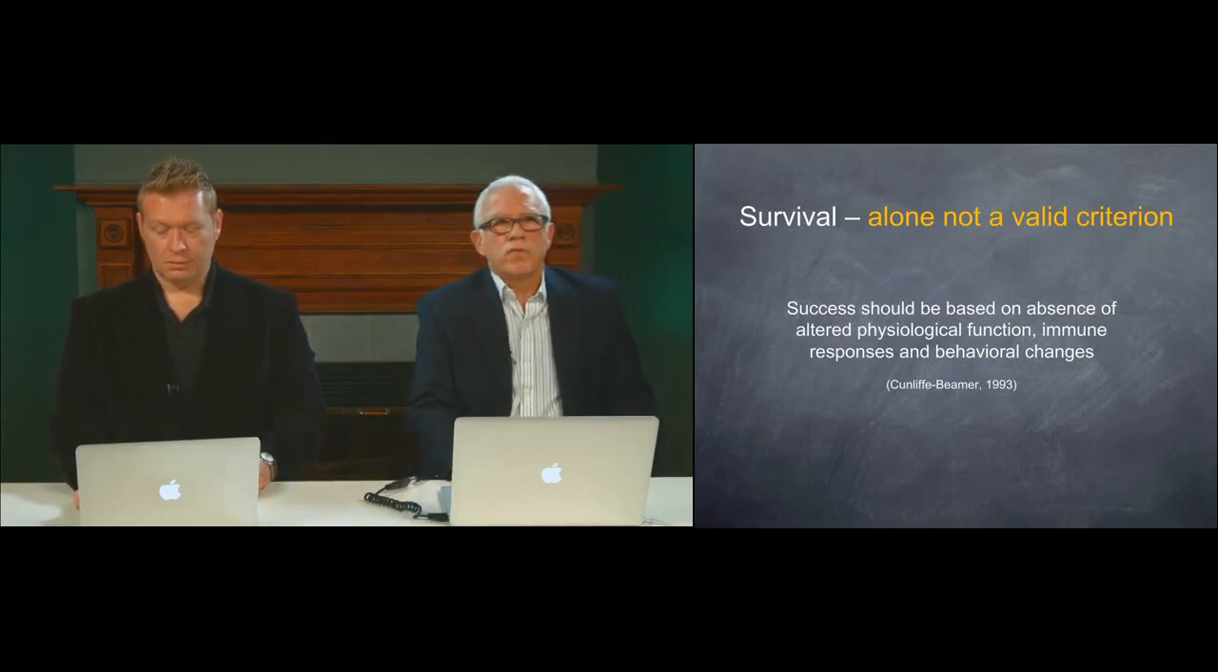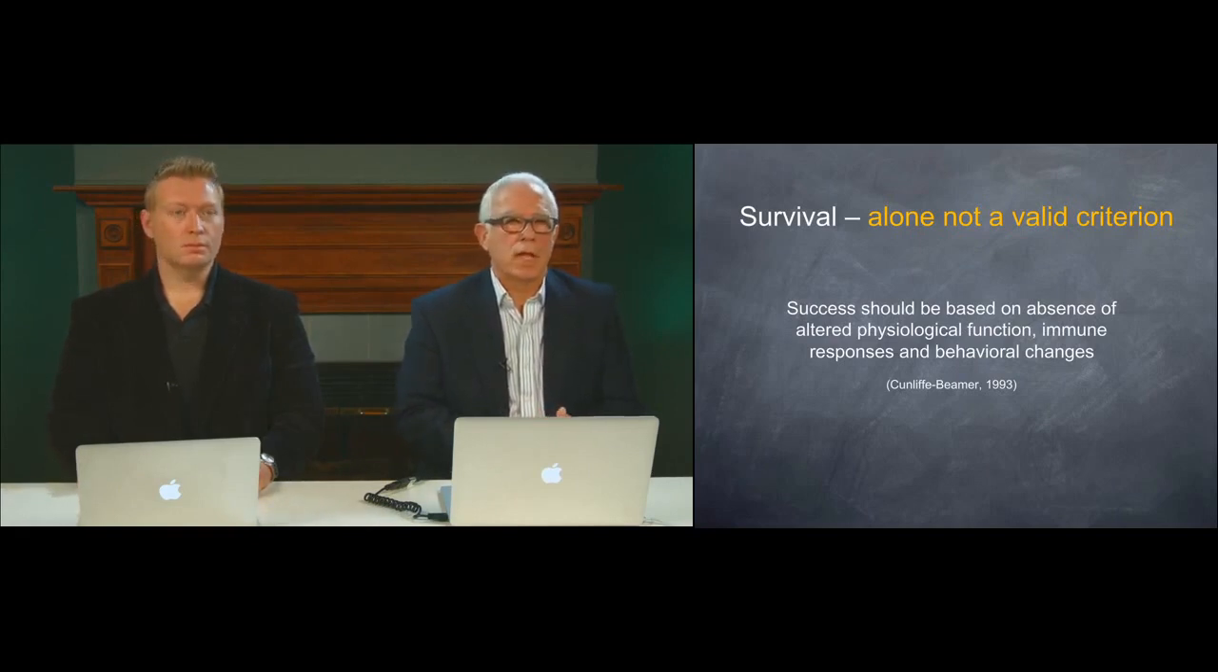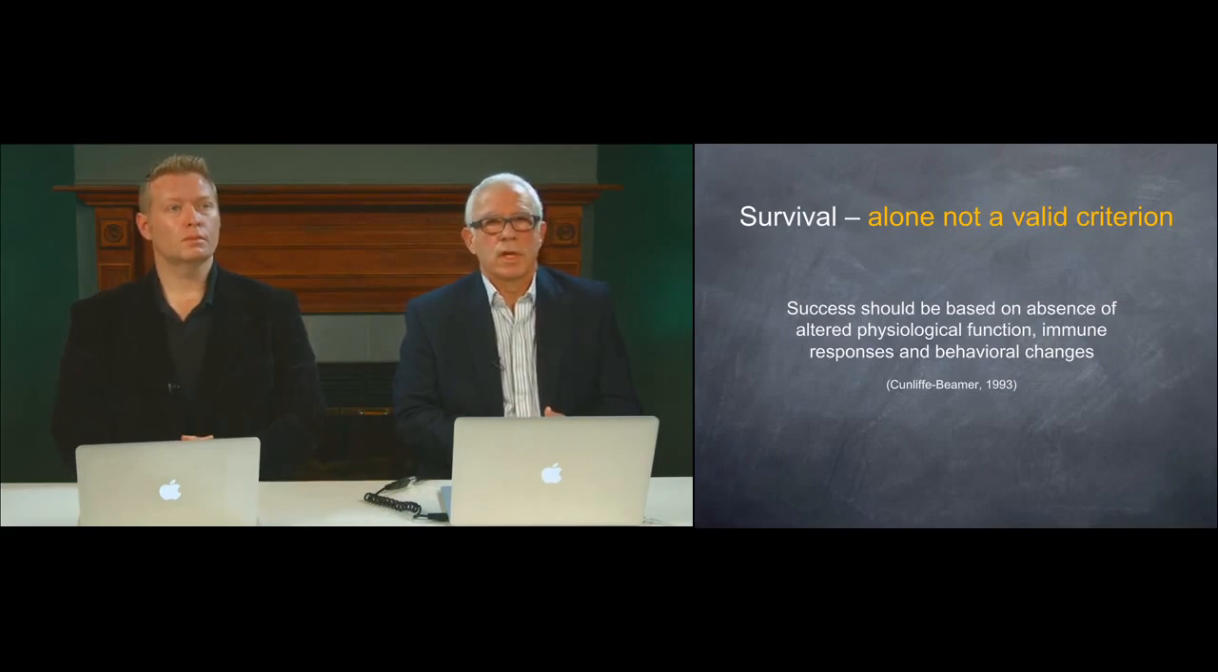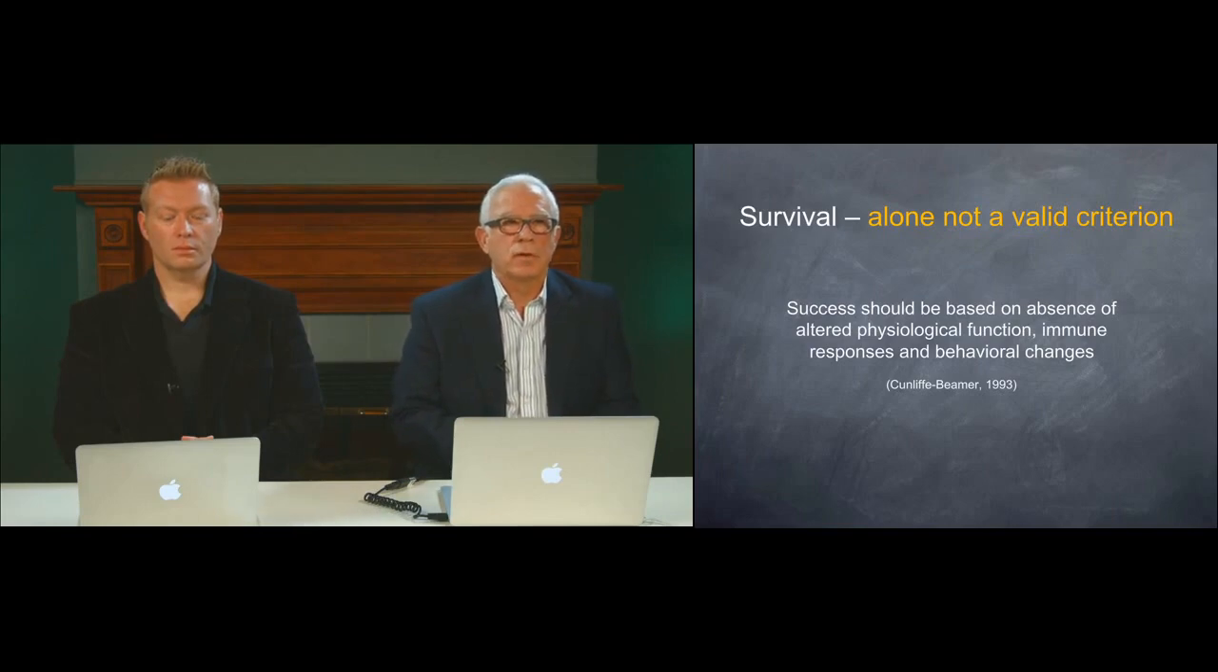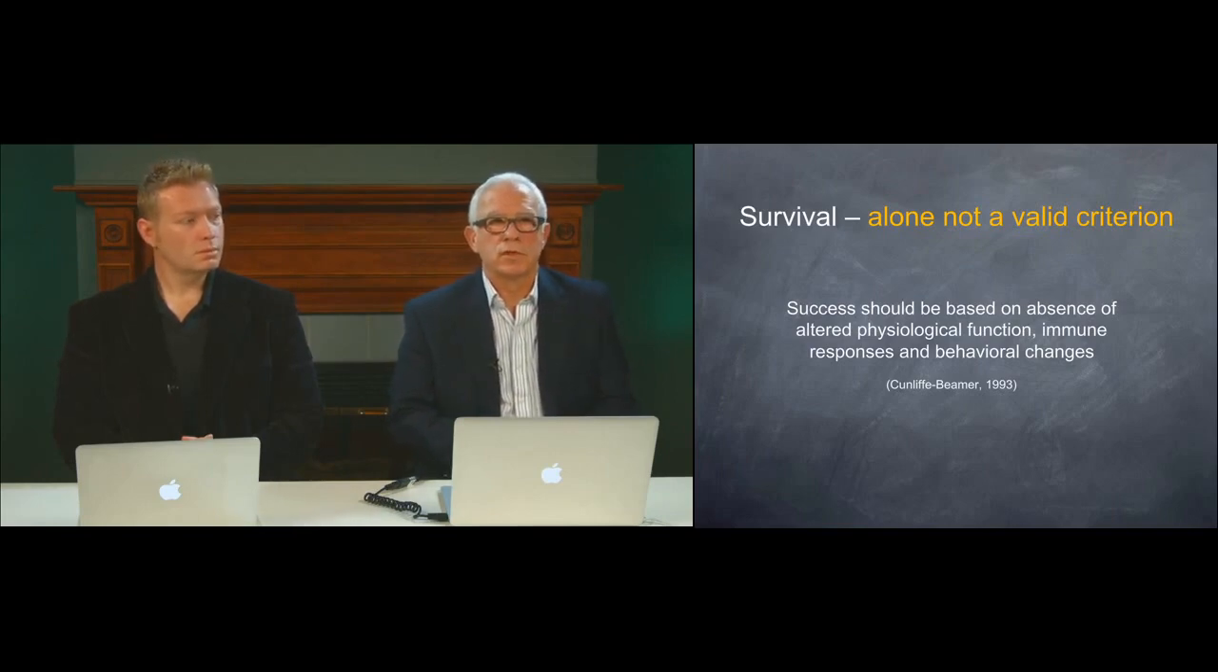Survival alone is not a valid criterion. Remember this investigator, Jones, who said that only 5% of his rats died, a 5% mortality rate in his research. Well, he was using survival as a criterion for success. However, success should be based not just on survival, but on the absence of altered physiological functions, immune responses, and behavioral changes, which he had not measured.